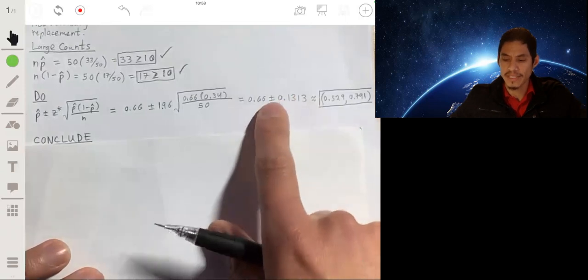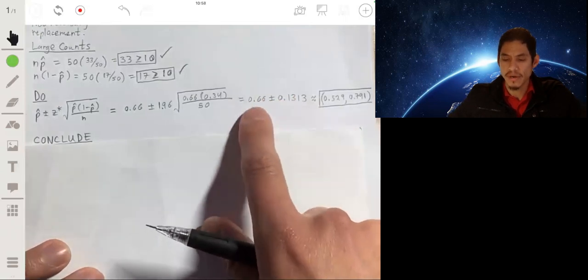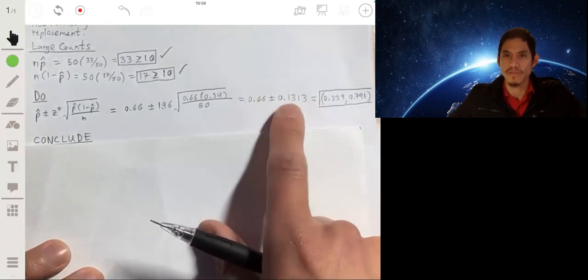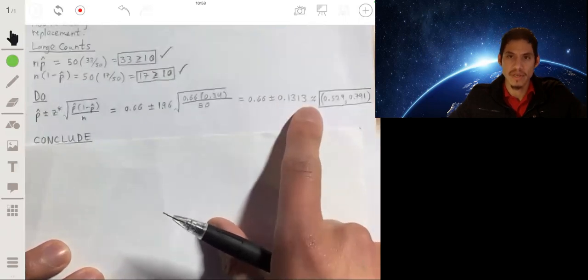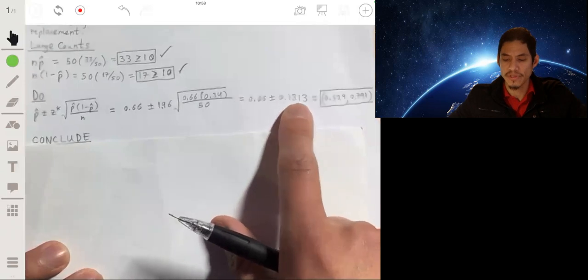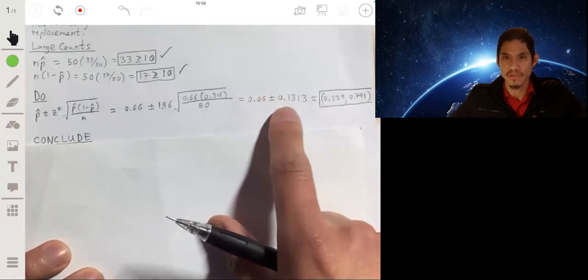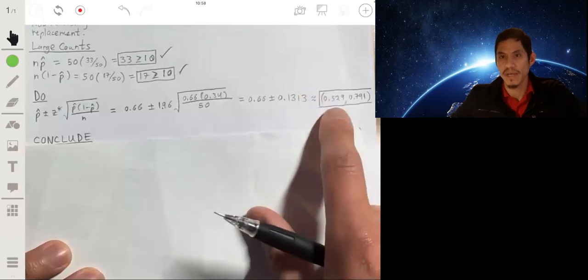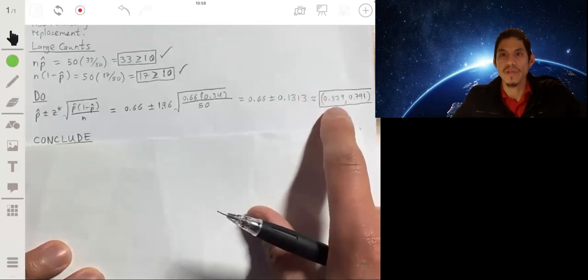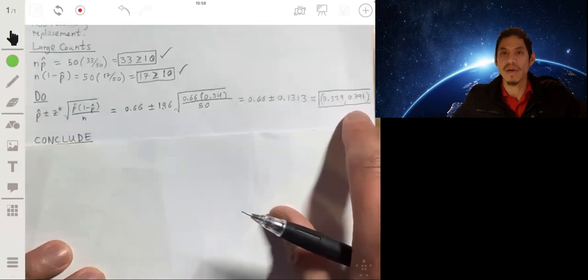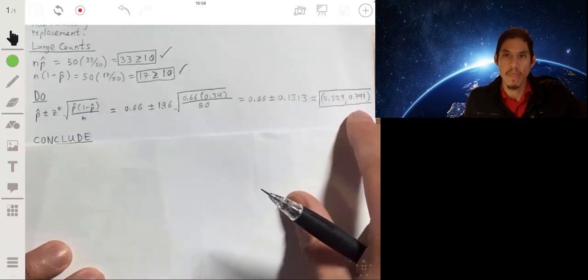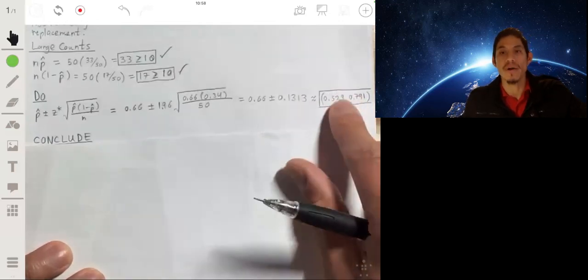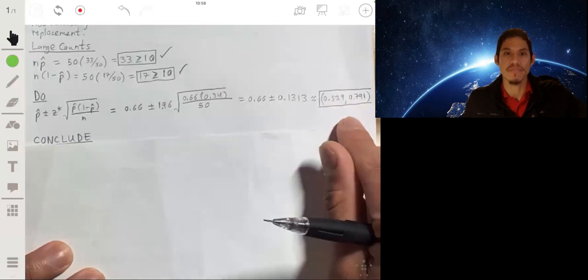So we're going to get approximately our interval to be 0.66 plus or minus 0.1313. So we're going to add 0.1313 to 0.66, and we're going to subtract 0.1313 from 0.66. And our left side will be about 0.529, and our right side will be about 0.791. So this is going to be our 95% confidence interval.